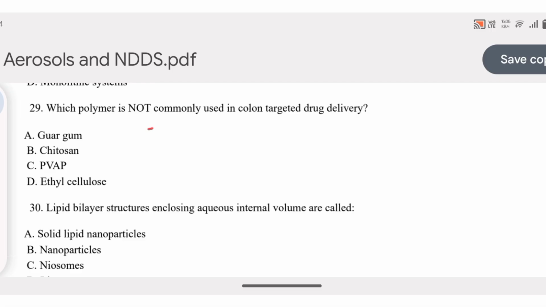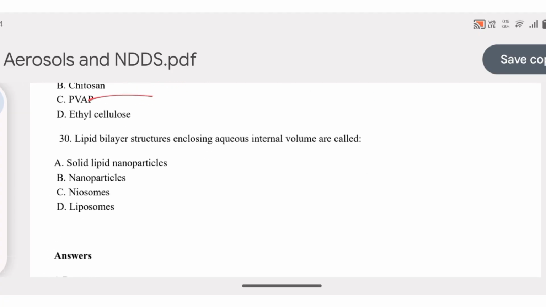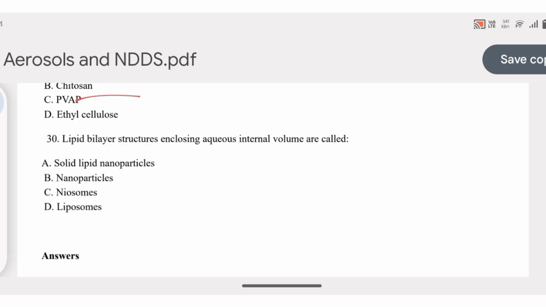Which polymer is not commonly used in colon targeted drug delivery? It says colon targeted. So it is PVAP, because it is an enteric coating polymer, not a colon targeted drug delivery material. Last question. Lipid bilayer structures enclosing aqueous internal volume are called. This is again asked, and the right answer is liposomes.